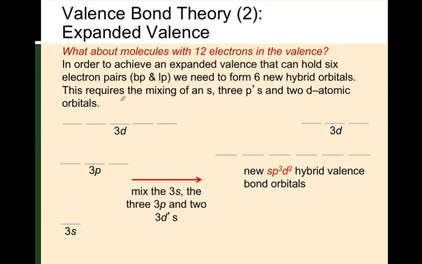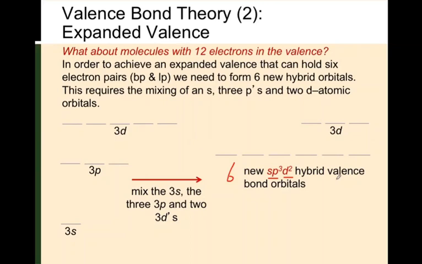So we're combining here. We need 6. So we need to combine. We have 4 from the sp3, and then we need 2 d orbitals. That gives us 6. So 1 plus 3 is 4, plus 2 is 6. So then we have 1, 2, 3, 4, 5, 6 orbitals. So we mix the s, 3 p's, and the 2 d's to get our 6 hybrid valence orbitals.